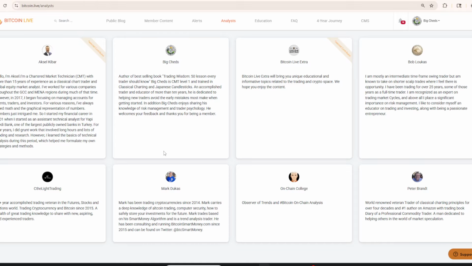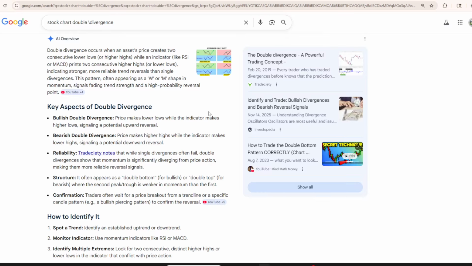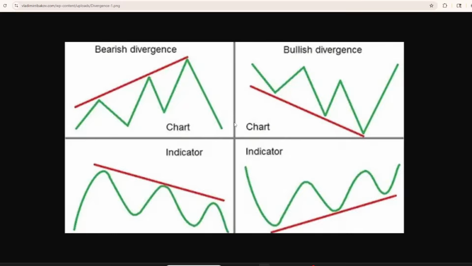For today's lesson, we're going to talk about something called double divergence. Here's just a quick AI overview, of course. You can pause and read this on your own time. Bullish double divergence and bearish. Let's look at some images and we'll talk about it in the chart.